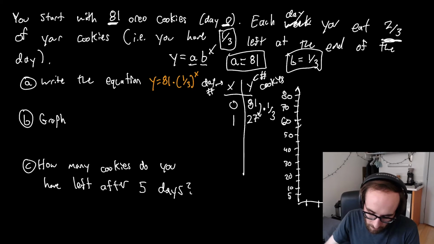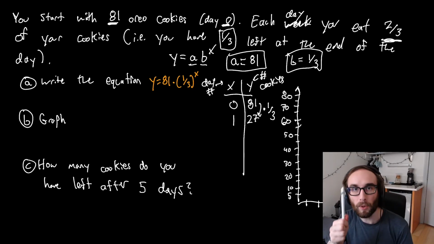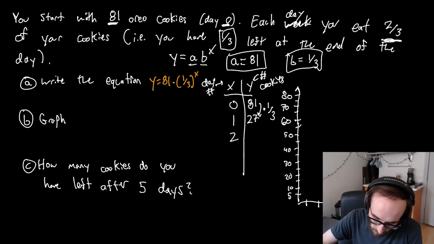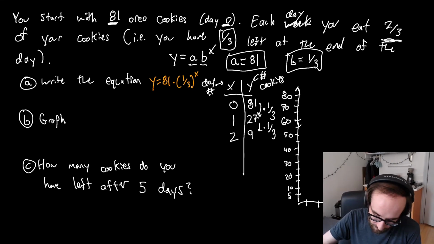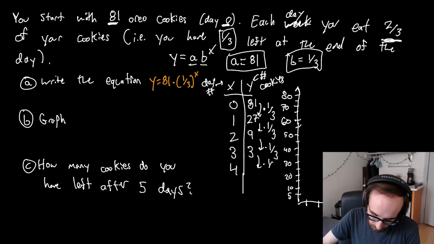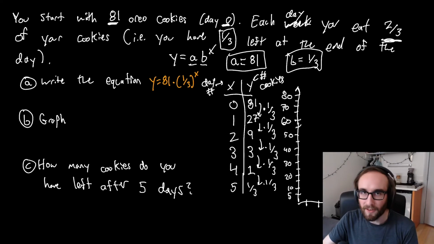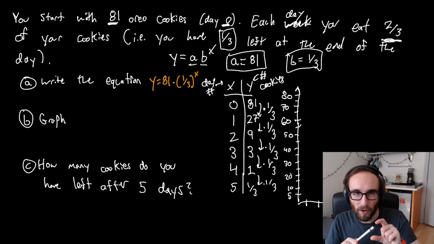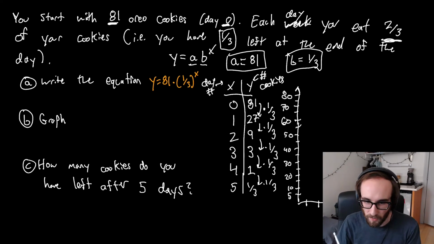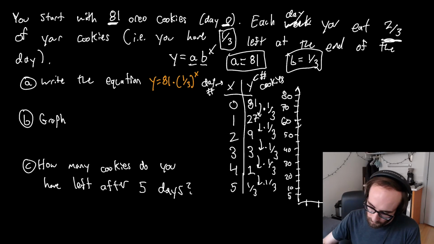For the graph, I'm going to keep filling out my table to help plot the points. So after day 2, we multiply 27 by 1/3, or take 27 divided by 3, to get 9. Day 3, we multiply by 1/3 to get 3. Day 4, we multiply by 1/3 to get 1. Finally, day 5, we have 1/3 of a cookie left. So maybe we eat one of the cookie parts and the cream, and then we leave the other cookie part. So we've eaten 2/3, we have 1/3 left over.